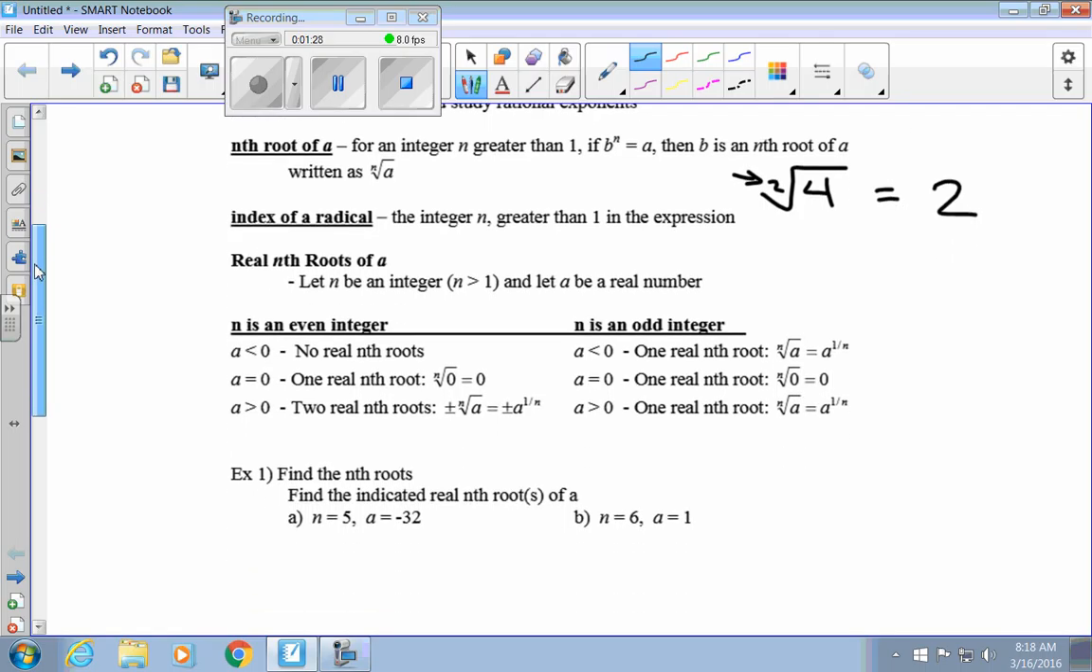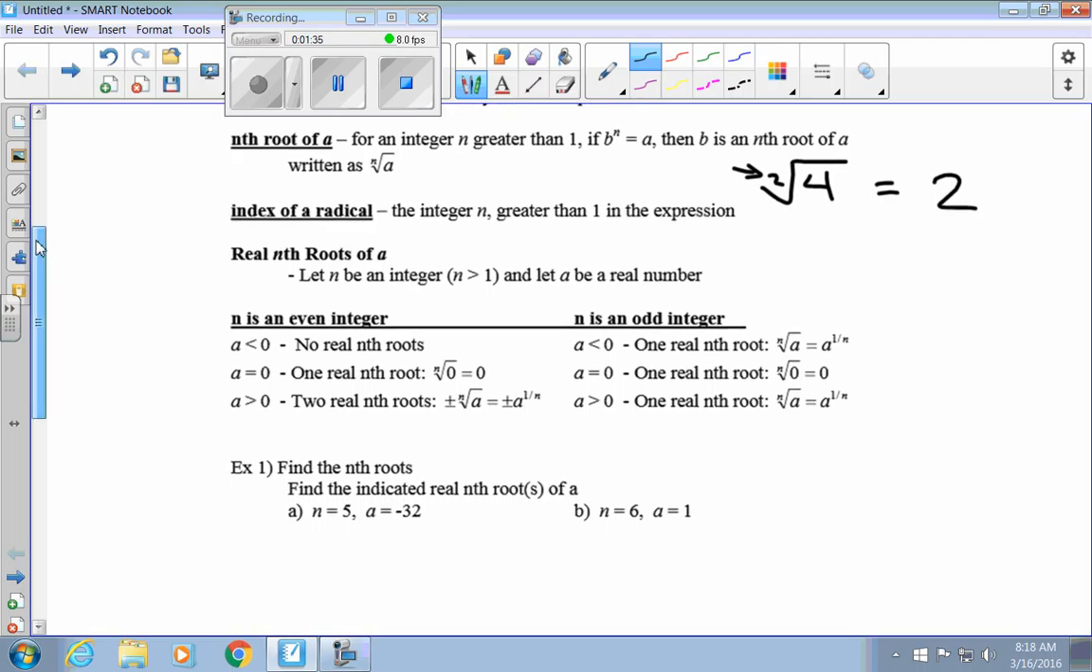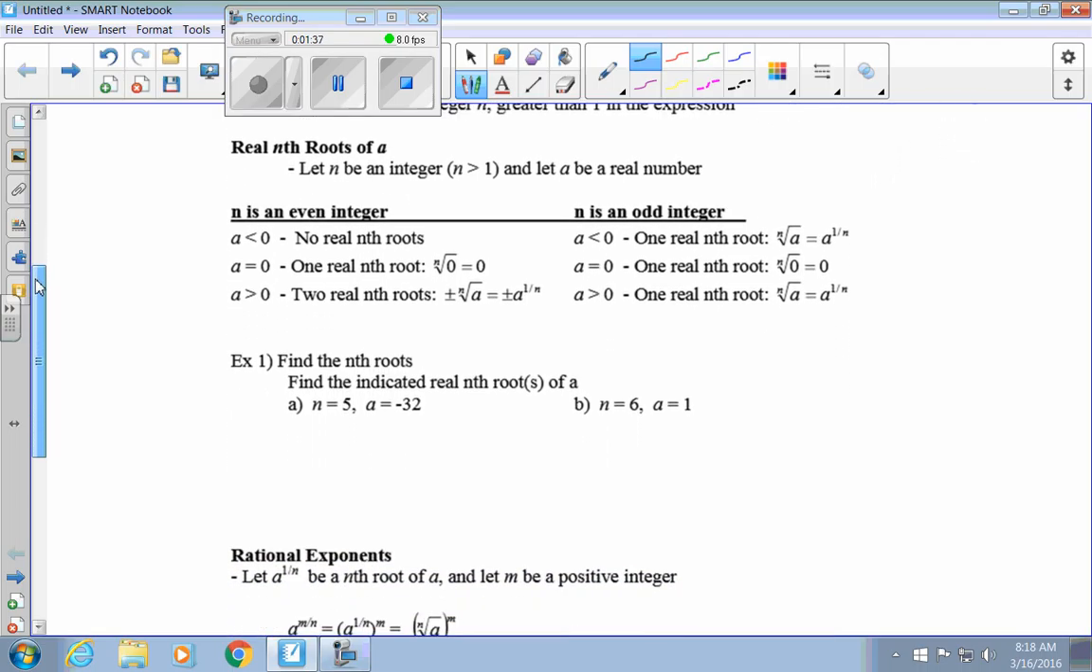So we talk about the real nth root of a. It says let n be an integer, n is greater than 1, and let a be a real number. Now we're going to have two scenarios here. First, n can be an even integer. So we could have an index number that's even, or we could have an index number that is odd. Now the rules for the even numbers are just like the ones that we have for the square root. So these are not any different.